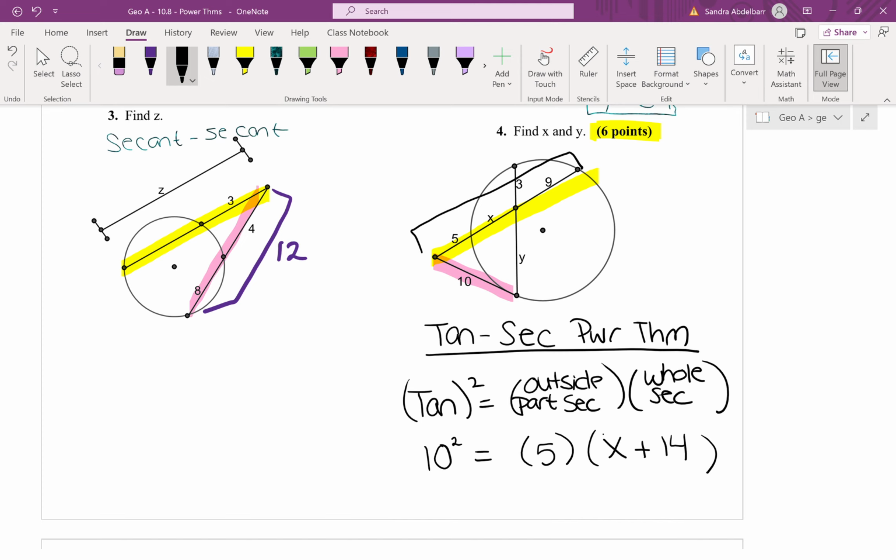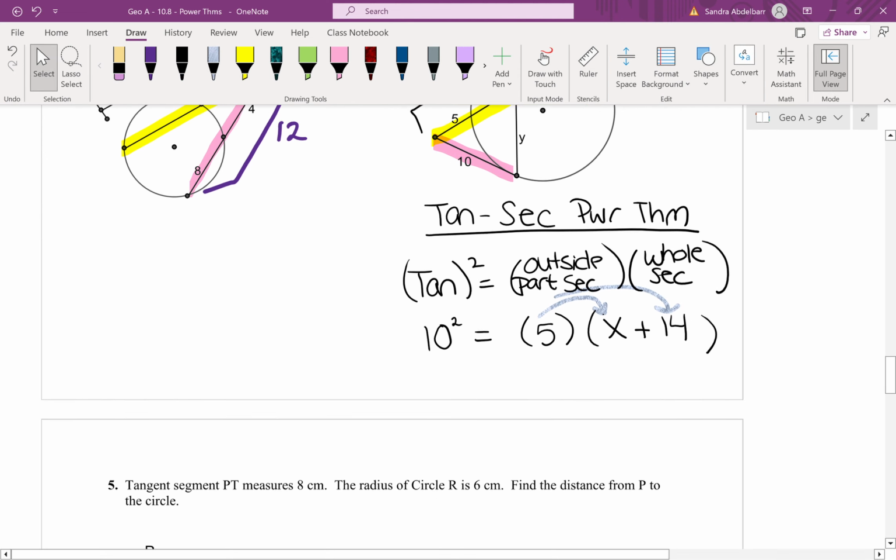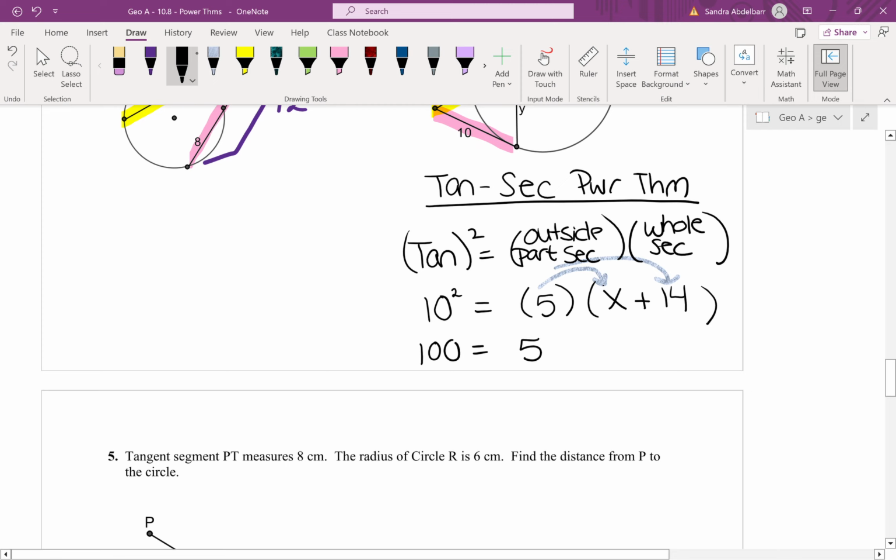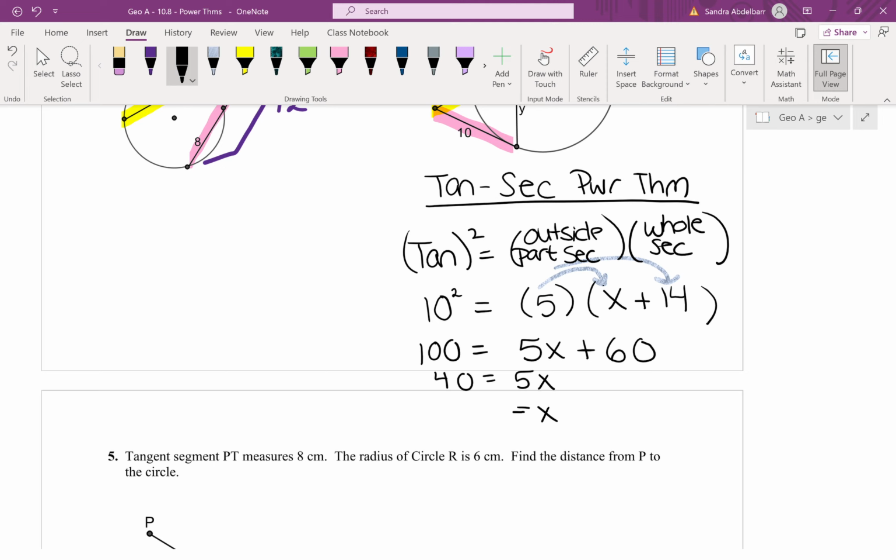Was it important that I put the x plus 14 in parentheses? Absolutely, because what do I have to do with that 5 now? Distribute it in. It was so important that I put that x plus 14 in parentheses because now I must distribute in that 5. So we're going to have 10 squared is 100 equals 5x plus 60. Subtract that 60. We have 40 equals 5x, so x will equal 8. Yes. Isn't it supposed to be 70? Did I do something wrong? Oh, I did 5 times 14 is 70. I'm sorry. I didn't mean to confuse you. All right, subtract that 70, we'll get 30 equals 5x, so x will equal 6. Are we better now?